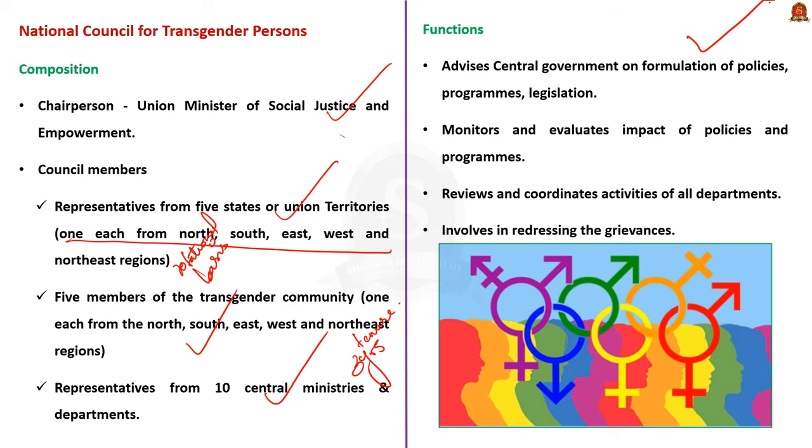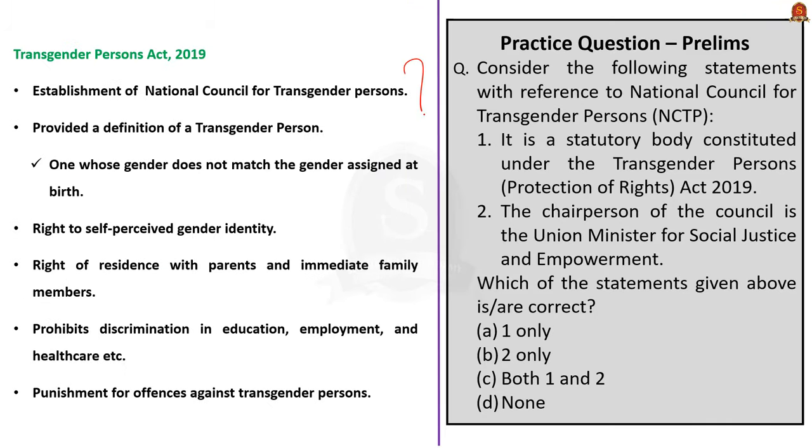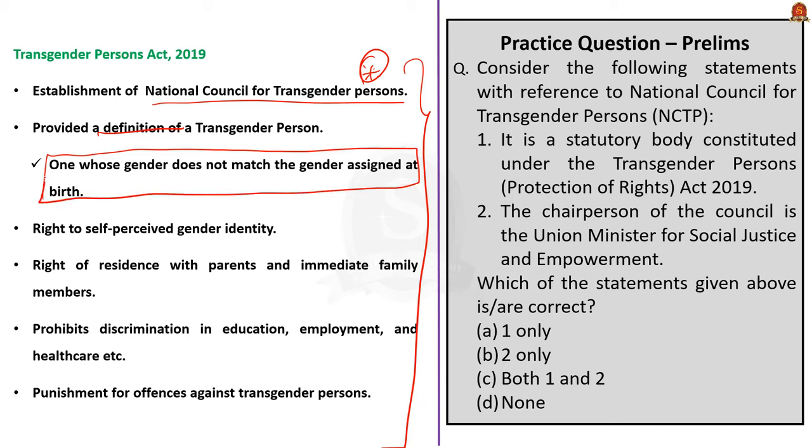Now let us see some of the important provisions of the Transgender Persons Act 2019. Firstly, it established the National Council for Transgender Person, which we saw just now. Secondly, it provides a definition of a transgender person. The Act defines a transgender person as one whose gender does not match the gender assigned at birth. Thirdly, the Act states that a transgender person shall have the right to self-perceived gender identity. A certificate of identity can be obtained at the district magistrate's office and a revised certificate is to be obtained if sex is changed.